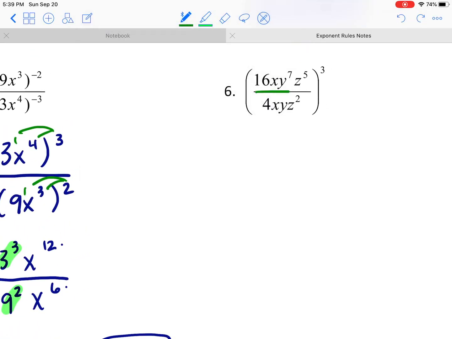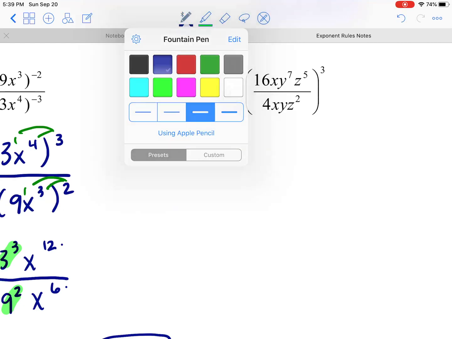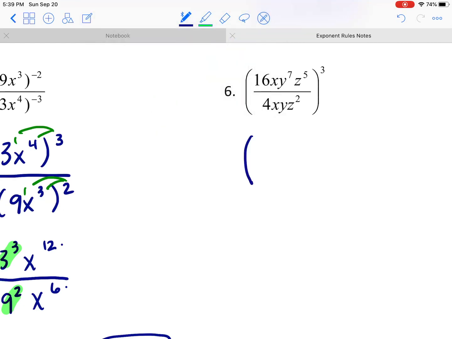So this one, we see hopefully some quotient rule inside the parentheses, and then here's our power rule. Which one should we do first? Well, following order of operations, if there's anything we can simplify inside the parentheses, we should do that first. So let's do that. Inside of the parentheses, we're going to use our quotient rule. We're going to divide and subtract.